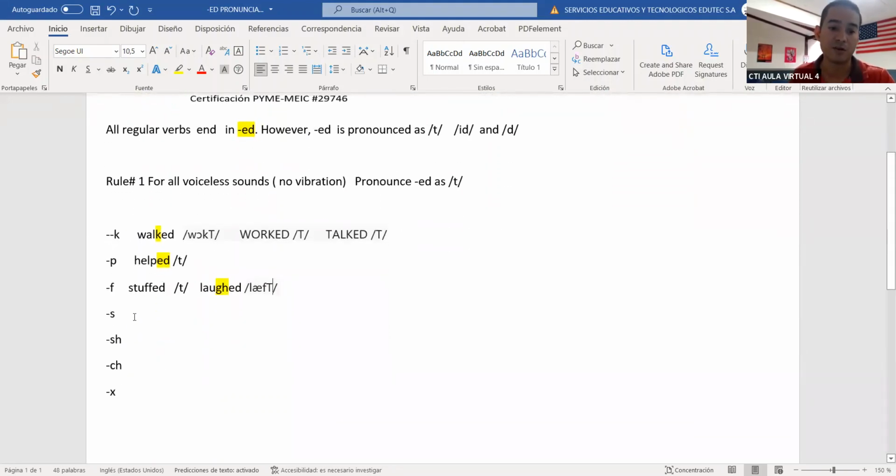So another one is the S. For example, you have miss, extrañar, perder. If you have it in past, you would pronounce it as missed. It's the missed. Important, people, here, watch out. So I'm going to write it here, watch out.